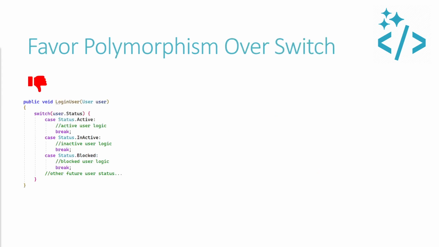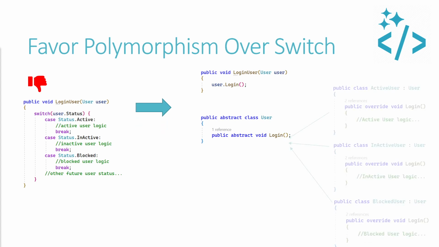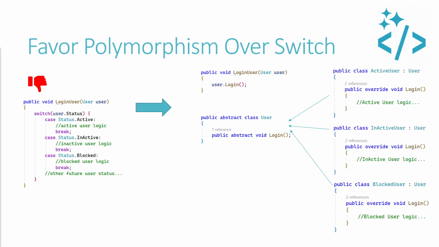We should also favor polymorphism over switch. We have this login user with a switch. This can be refactored so that we have here a user class. We have a base class user, and we have active user, inactive user, blocked user. The advantage here is that if another type of user comes in, we don't have to modify the base functionality. We only create the new functionality in a new method, and the original code is not affected.